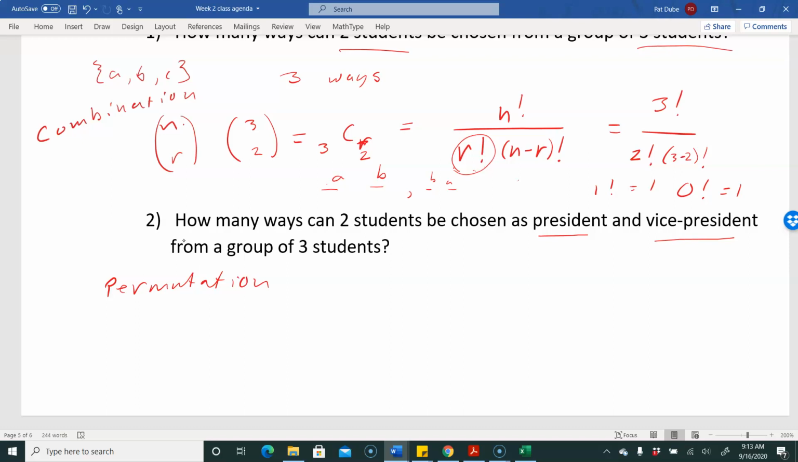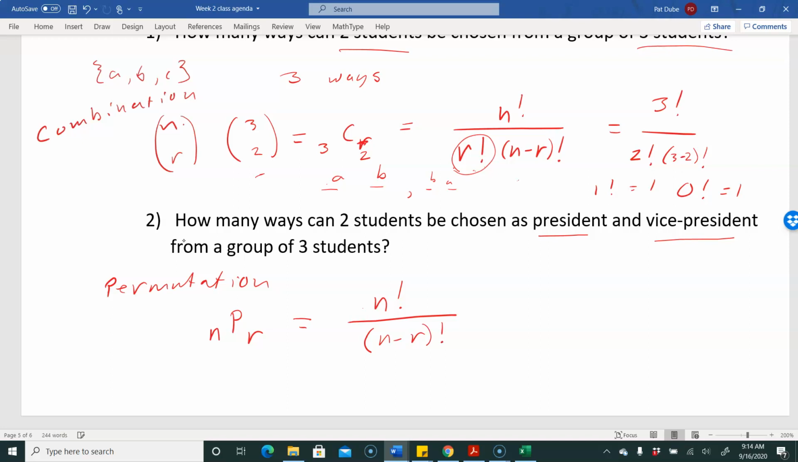So if I'm choosing 2 students from group 3, in your calculator this is nPr. It doesn't have the parenthesis thing, that's for combination. But the formula for that is very similar. It's n factorial over (n minus r) factorial. And there's actually a simpler way to do this generally.